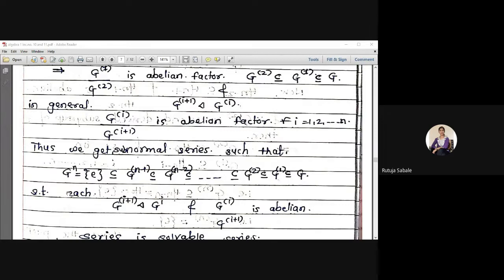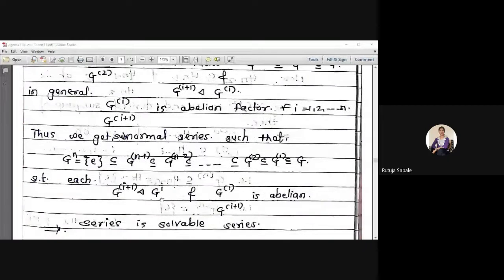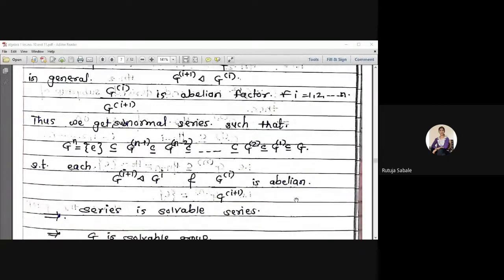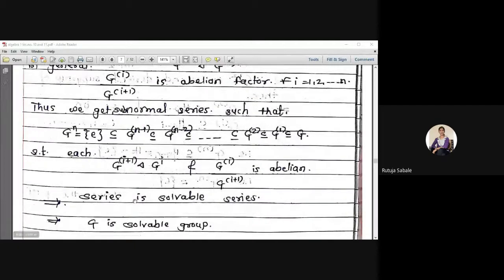Such that Gi plus 1 is normal in Gi and Gi upon Gi plus 1 is abelian. Hence, the series is a solvable series. So, there exists a solvable series such that singleton E is contained in G raised to n minus 1, which is contained in G raised to n minus 2.